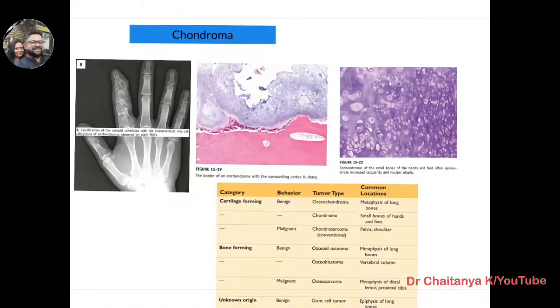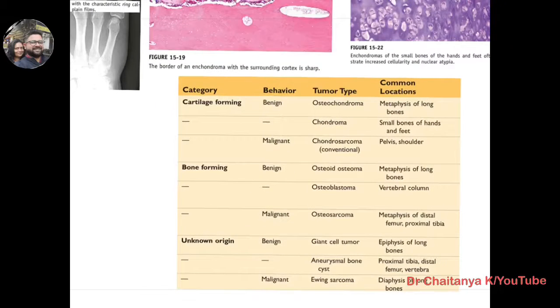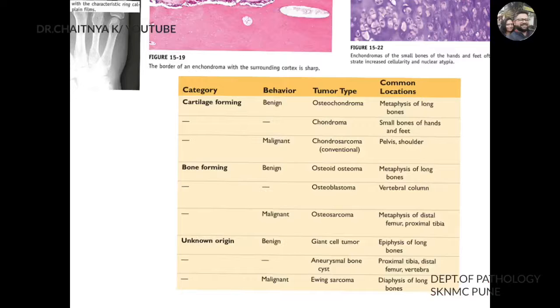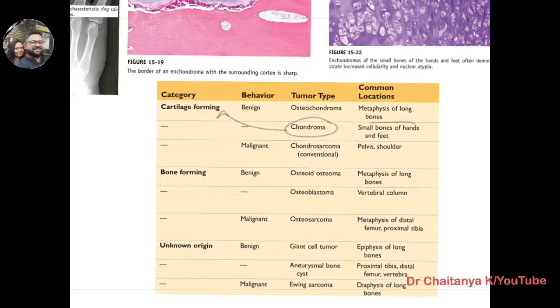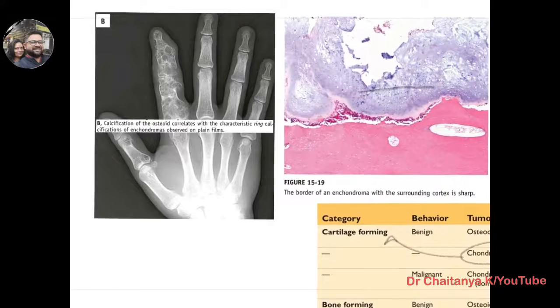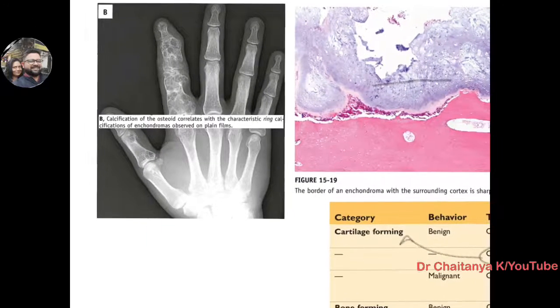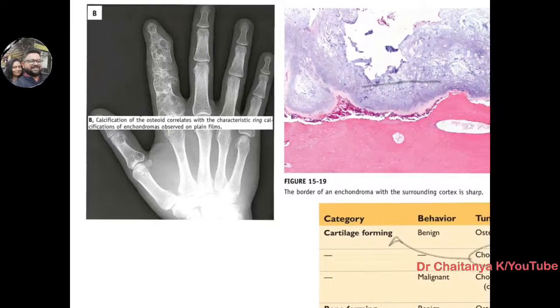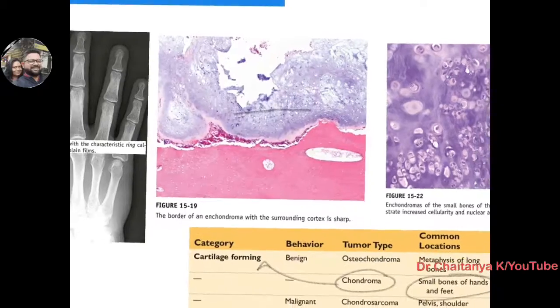The next slide is chondroma. If you remember from the tumor classification, chondroma is a tumor which forms cartilage, and it is from the small bones of the hands and feet. Here you can see this X-ray showing calcification in the small bones, which is the ring calcification. This is another term, it is also called enchondroma, and this is the microscopic feature.